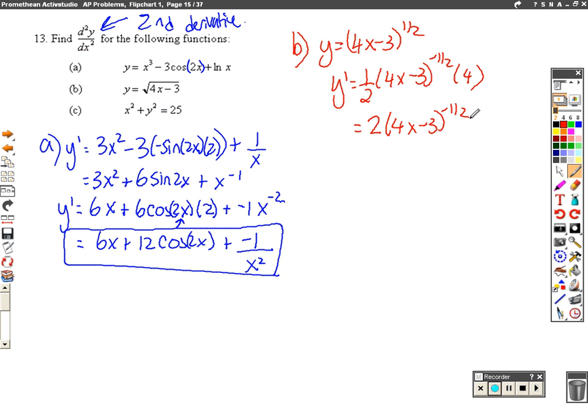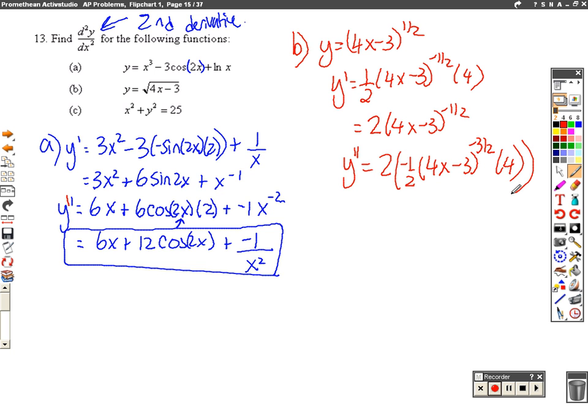I'm not bothering to rewrite it because I know I want to take the derivative again. So now if I take the derivative of this, I get y double prime. Oh, I should have written that over there. Y double prime. Still, we've got 2. Constants stay there as long as they're being multiplied. They stay there. So 2 times blob to the negative 1/2. So bring the negative 1/2 down. Negative 1/2. Blob stays the same. Power 1 less, so negative 1/2 minus 1 is negative 3/2 times the derivative of the blob, which is 4.